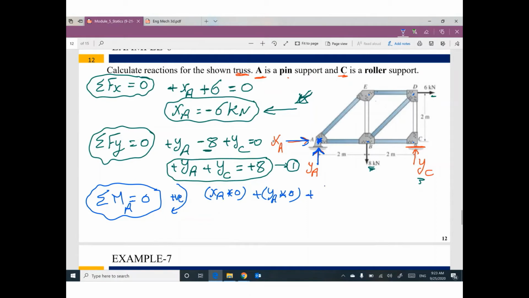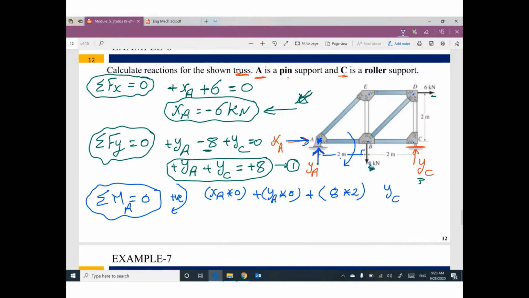Plus 8. This 8 kilonewton is vertical. So your distance must be horizontal to make 90 degrees. So times 2. And be careful. 8 times 2 will rotate in this direction, which you assumed as positive. Keep going. We have YC.